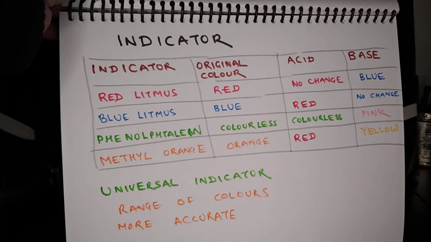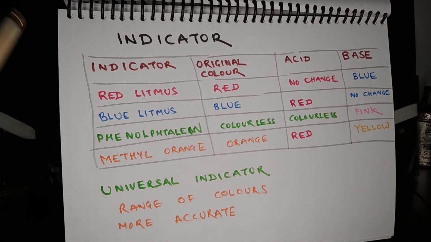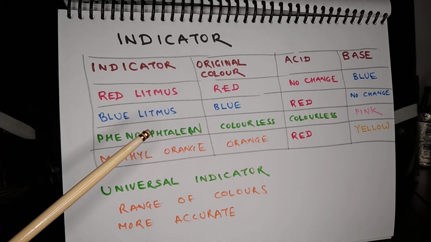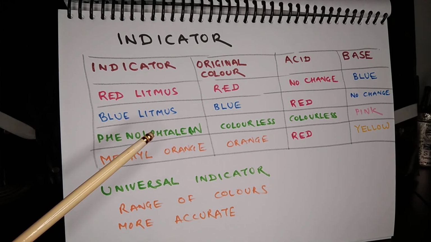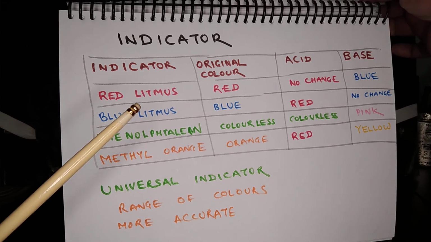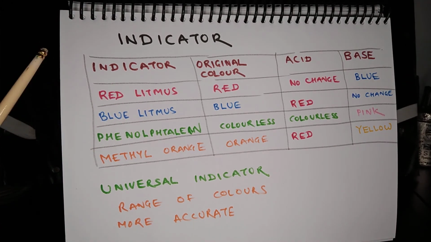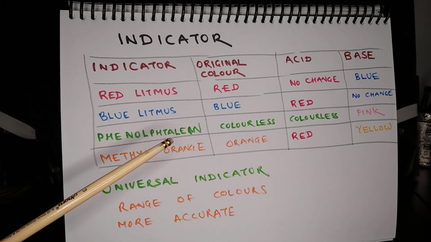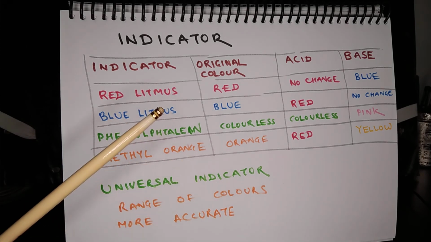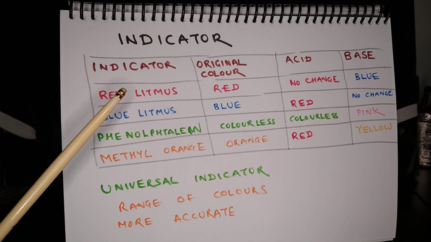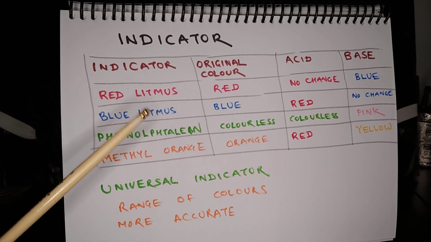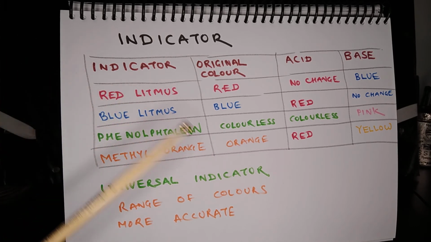Indicators. Indicators are those substances which change color or smell in presence of acid or base, and on that basis we can recognize if a given sample is acidic or basic. So many indicators are used. Litmus is the most common indicator used in laboratories. Litmus is made from extract of lichen, and litmus is available as red litmus paper and blue litmus paper.